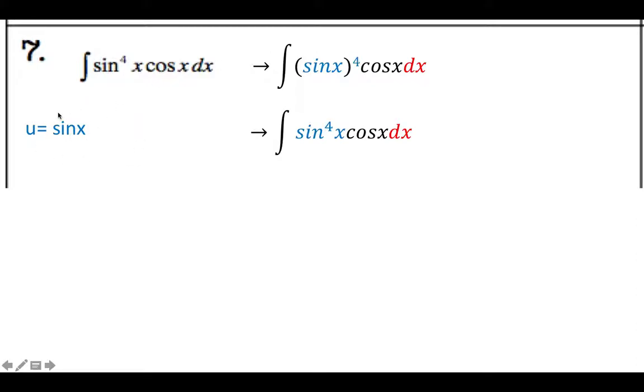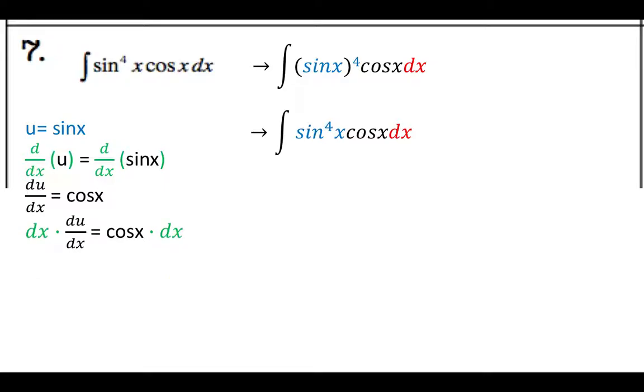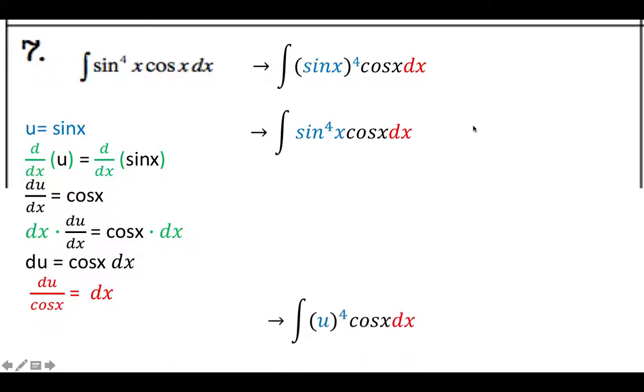All right, so my inner function is sine x. I'm going to take the derivative of both sides. The derivative of sine is cosine. I'm going to multiply both sides by dx as usual. Then to solve for dx, I'm going to divide both sides by cosine. So I have my dx solved for, I have my u, and I'm going to go back here and make my substitutions. Because sine was u, this right here is going to become u to the fourth power, then cosine dx. So as you can see, my inner function was just sine x.